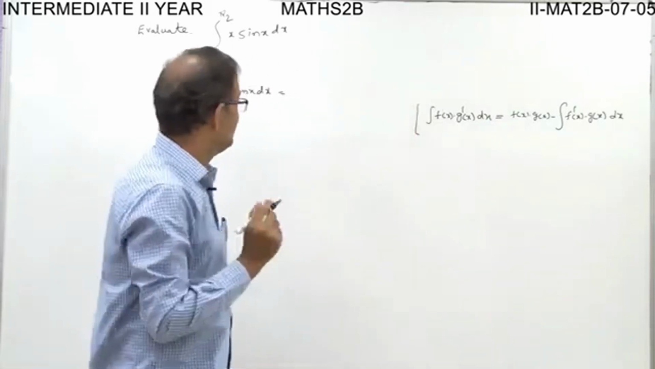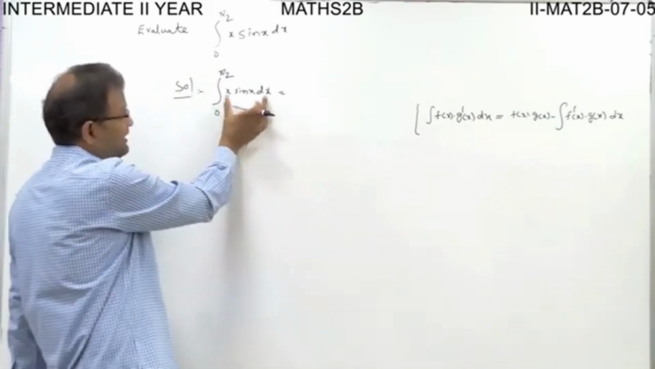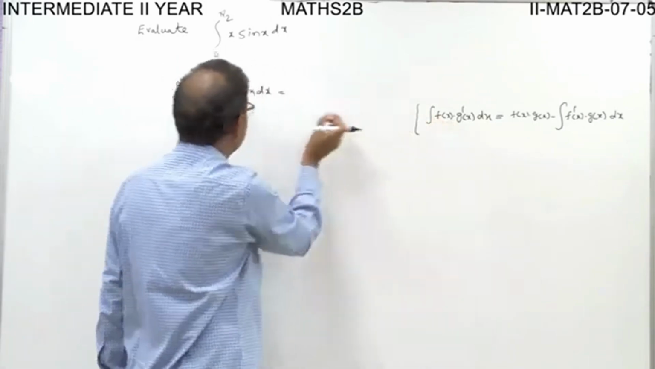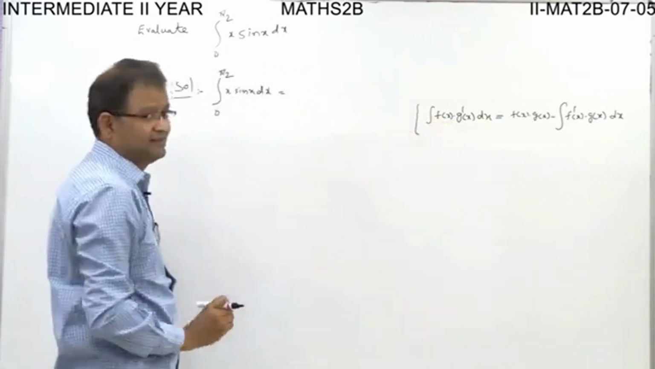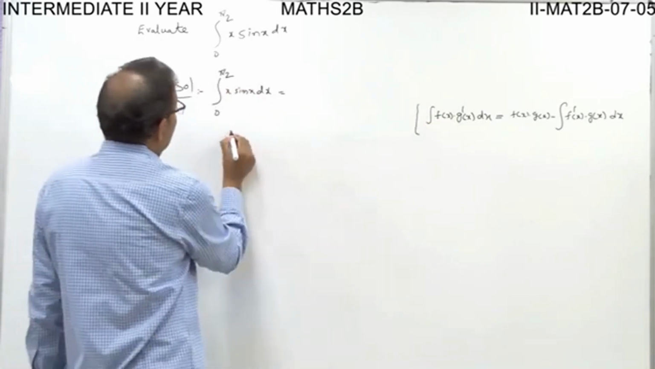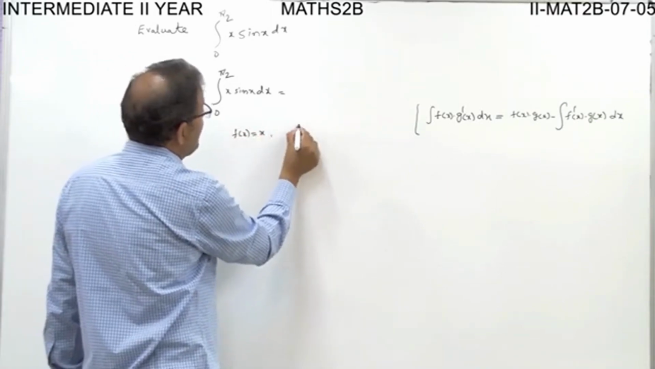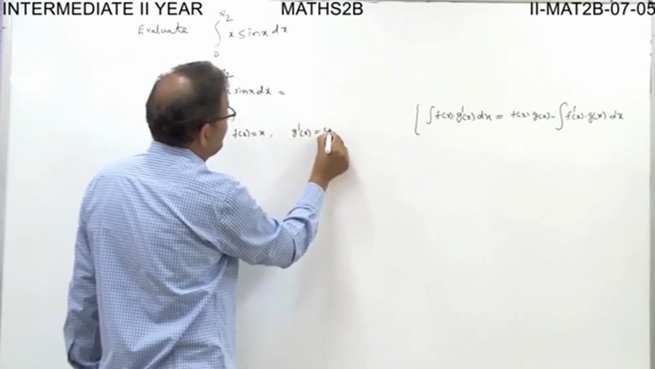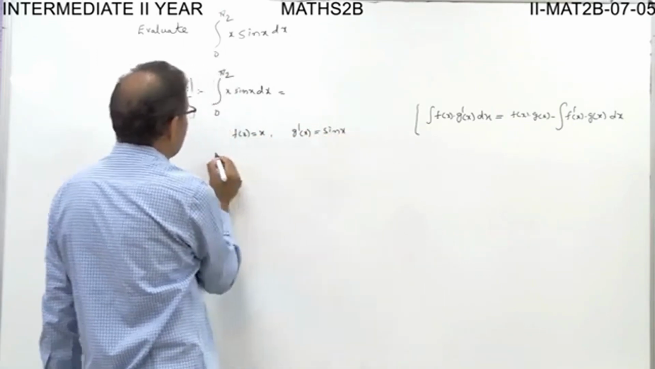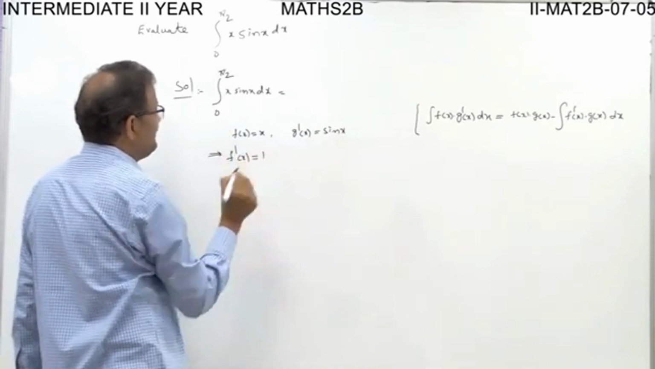Integration by parts. If we compare the given integral with this formula, here we can choose f of x equal to x, g dash of x equal to sin x. Here from this, f dash of x is equal to the derivative of x, which is 1.